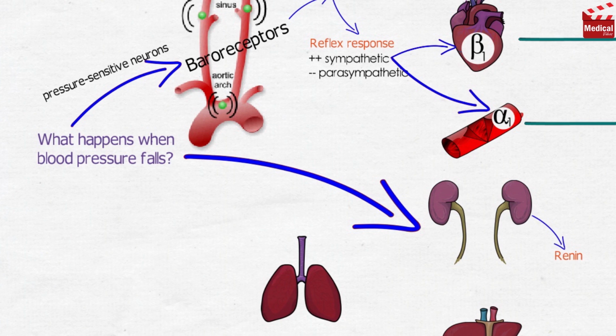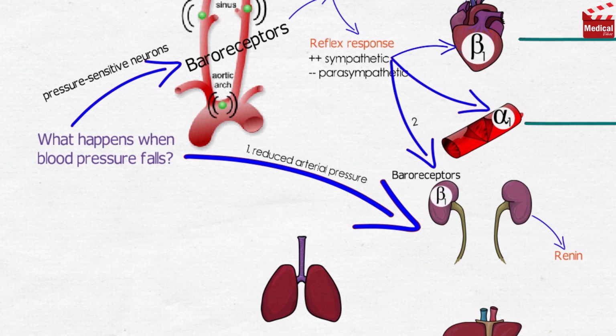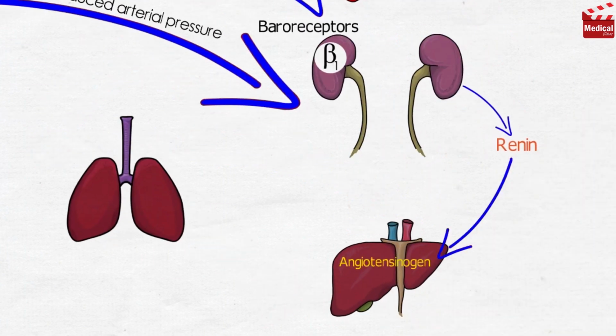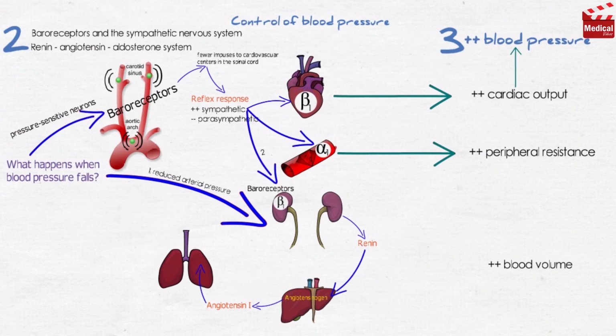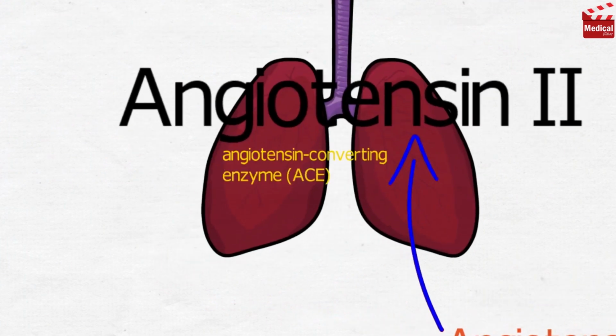There are also baroreceptors in the kidneys. They respond to reduced arterial pressure, and to sympathetic stimulation of beta-1 adrenoreceptors in the kidneys by releasing the enzyme renin. Low sodium intake and greater sodium loss also increase renin release. Renin converts angiotensinogen, which is synthesized in the liver and secreted in plasma, to angiotensin 1, which is converted to angiotensin 2 in the lungs, in the presence of angiotensin converting enzyme, ACE.